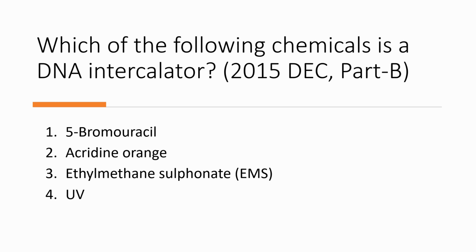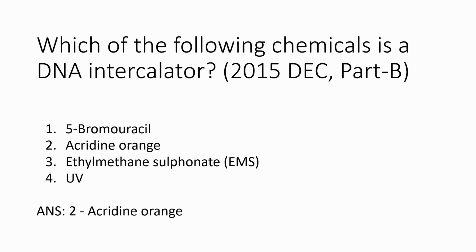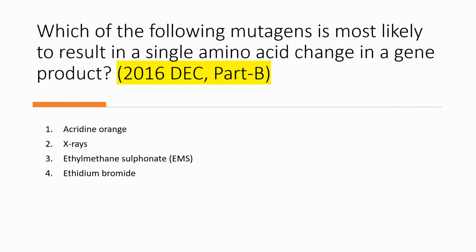Now this is also a straightforward question. It came in December 2015, part B. Which of the following chemicals is a DNA intercalator? So remember what DNA intercalators are, and you can easily answer this question. The correct answer is acridine orange. Now this question came in 2016, part B. Which of the following mutagens is likely to result in a single amino acid change in a gene product? The correct answer is 3, EMS, which is an alkylating agent.